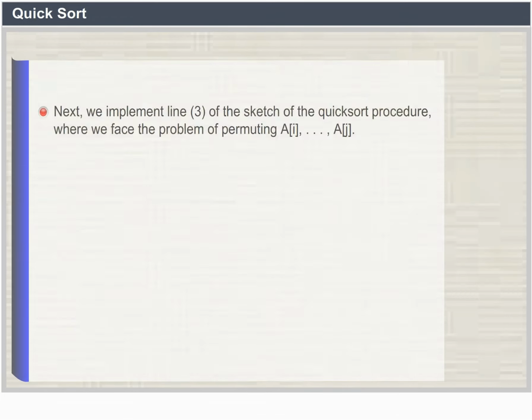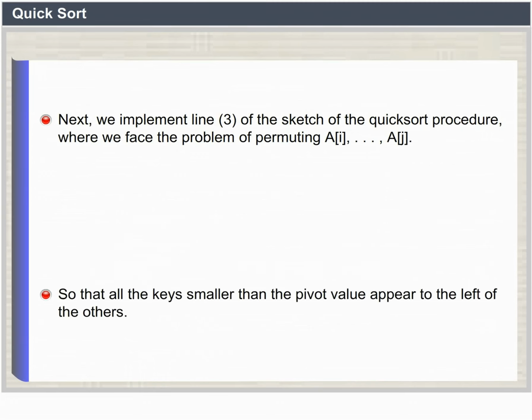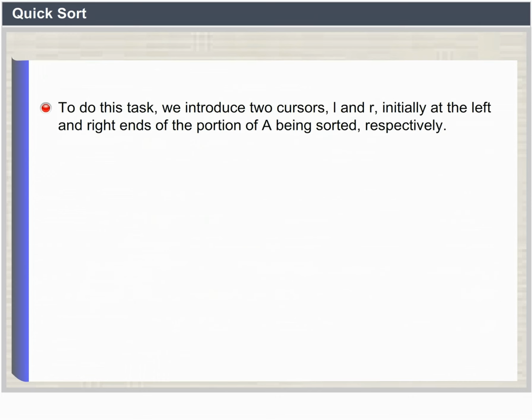Next, we implement line 3 of the sketch of the quicksort procedure, where we face the problem of permuting A[i] to A[j] so that all the keys smaller than the pivot value appear to the left of the others. To do this task, we introduce two cursors L and R, initially at the left and right ends of the portion of A being sorted, respectively.